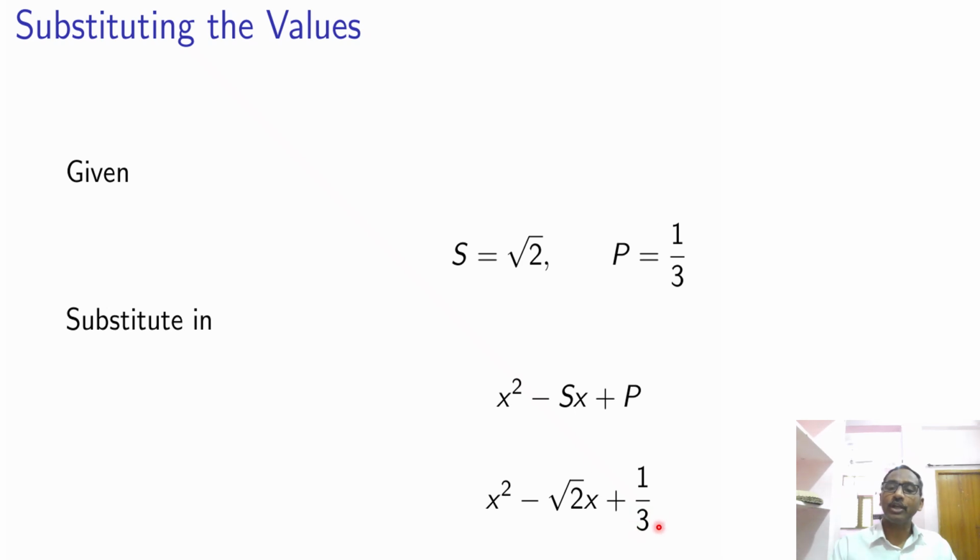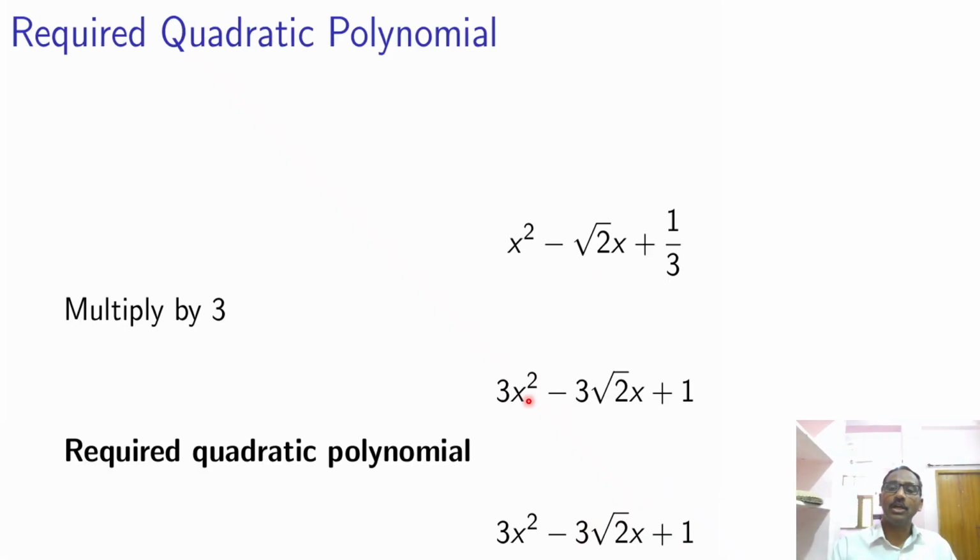In the denominator you are having 3. I want to convert it to an integer, so multiply the whole polynomial with the denominator 3. So 3x square minus 3 root 2x plus 3 into 1 by 3. Here you will get 1. After multiplying, we are getting 3x square minus 3 root 2x plus 1. The required quadratic polynomial is 3x square minus 3 root 2x plus 1.